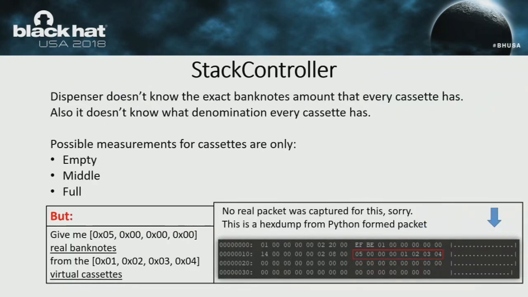Here I want to say a few words about the stack controller command itself. The first thing, we must specify the cassette numbers in which banknotes are stored. Cassette numbers are virtual ones and they can be reassigned, but in our case their numbers were equal to real cassette's location. On this slide you see that we asked the first cassette to give us 5 banknotes. If your cassette doesn't have the required amount of banknotes, the dispenser will send you an error.